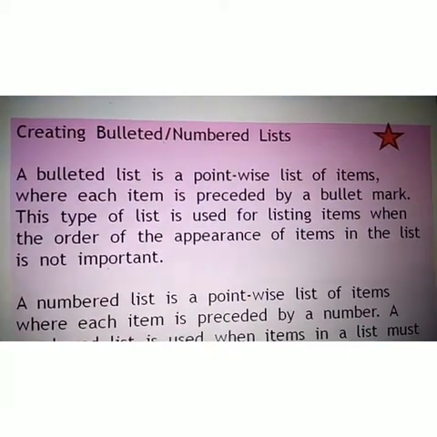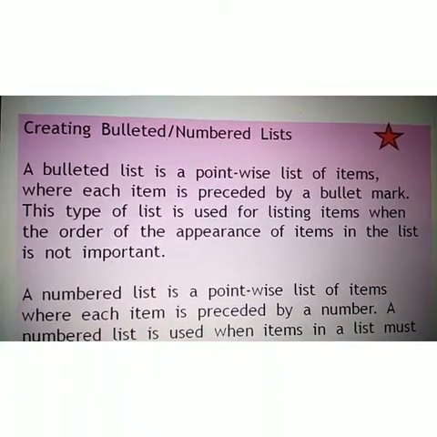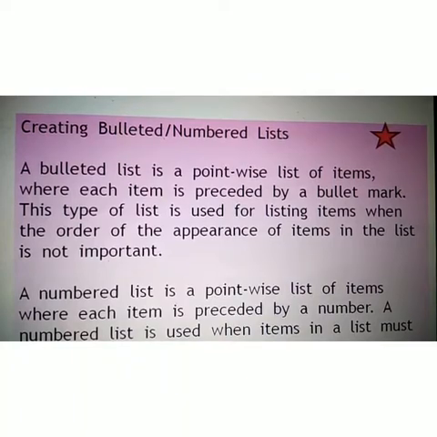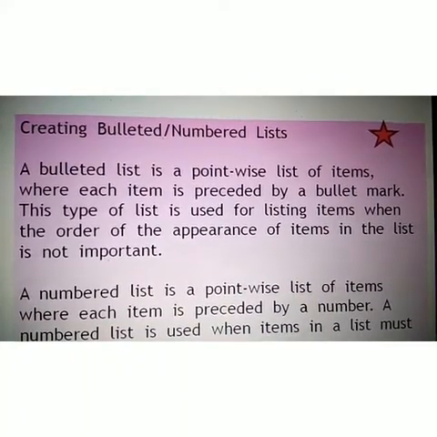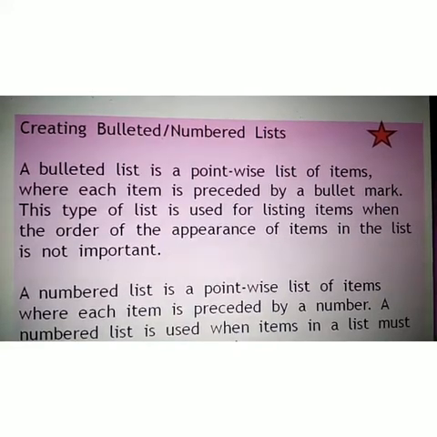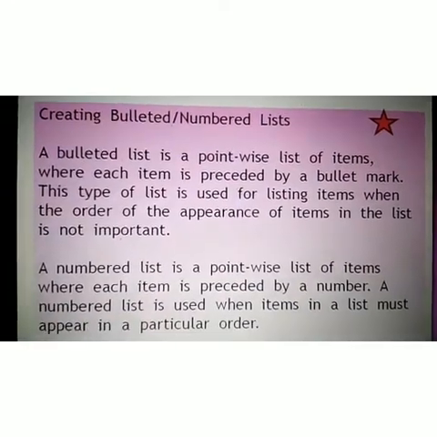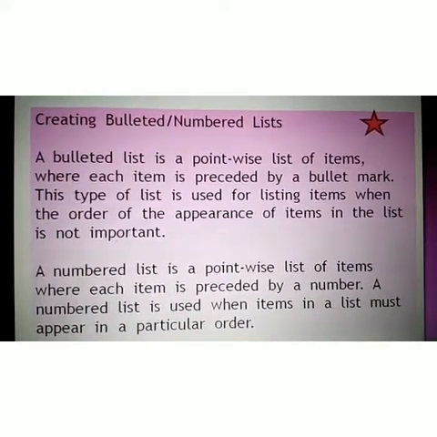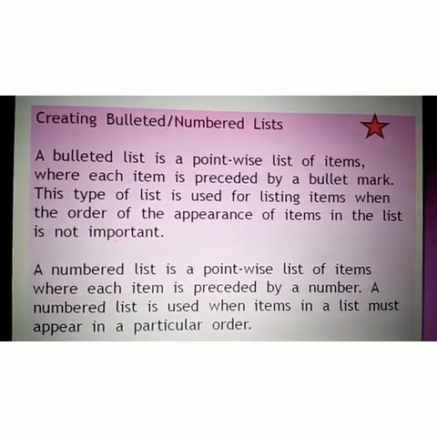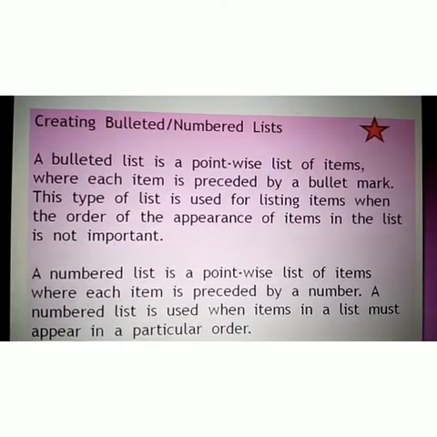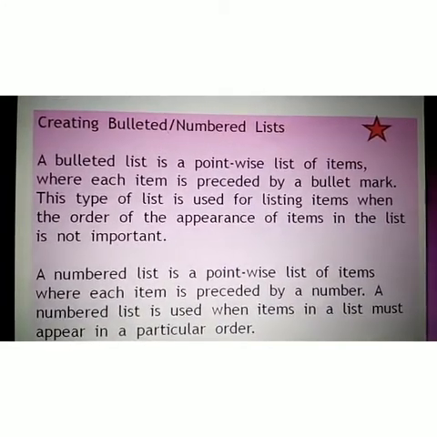Number first, students, creating bulleted numbered list. A bulleted list is a point-wise list of items where each item is preceded by a bullet mark. And this type of list is used for listing items when the order of the appearance of items in the list is not important. And other than this, a numbered list is a point-wise list of items where each item is preceded by a number. So a numbered list is used when items in a list must appear in a particular order.